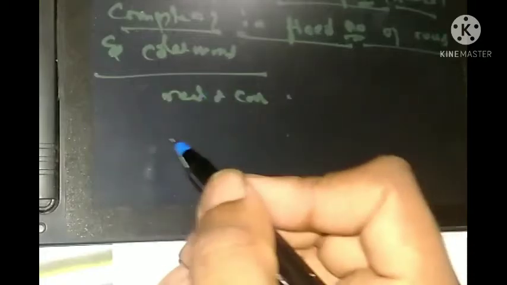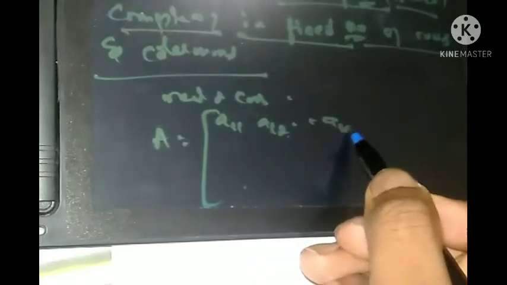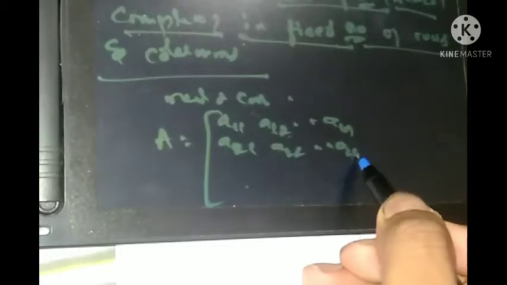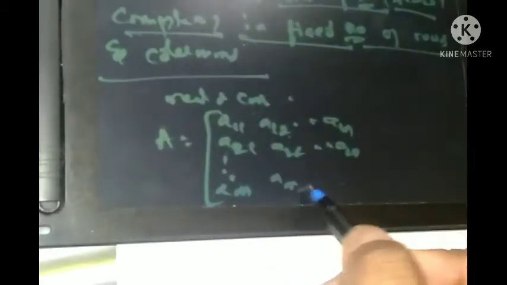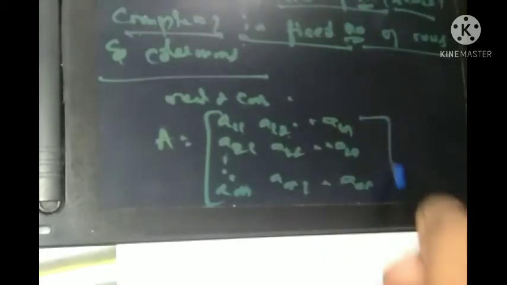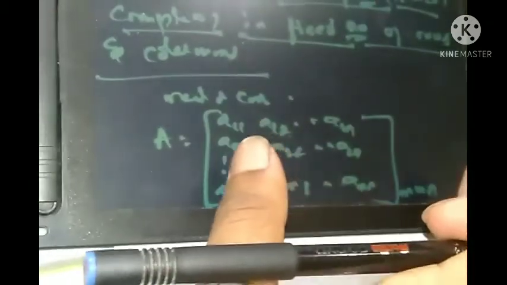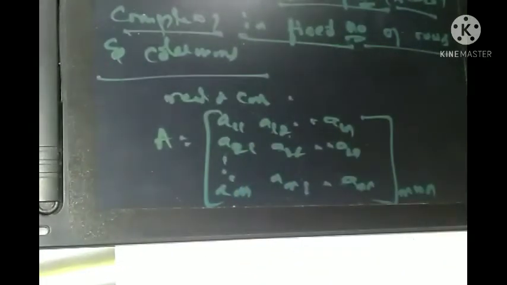For example, in general, a11, a12 and so on up to a1n, and a21, a22 and so on up to a2n, and so on, up to am1, am2 and so on up to amn. This m by n arrangement is called the order of the matrix. This is the definition of the order of the matrix.